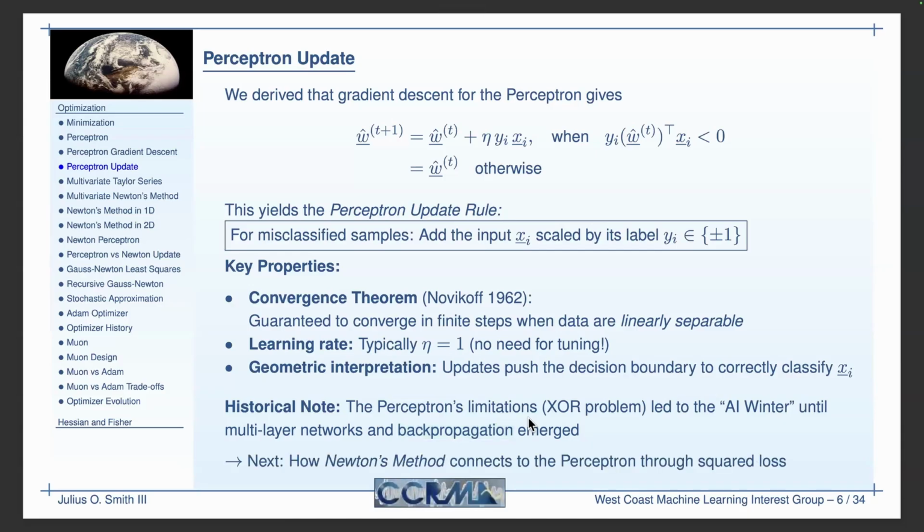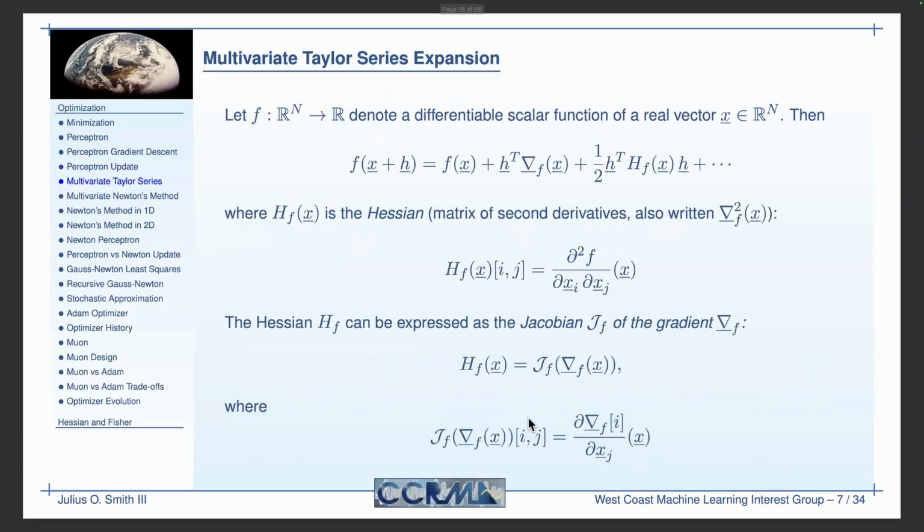Yeah. So next, let's go to Newton's method and how it connects to the perceptron, and then we'll go to Adam and Muon. And feel free to stop me or whatever.